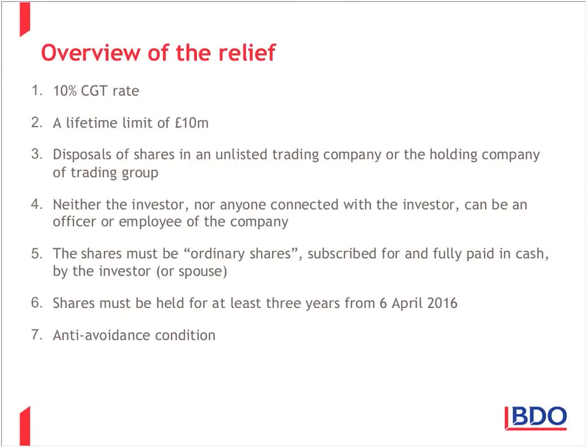Investors' relief will offer a 10% capital gains tax rate to individuals who qualify. A lifetime limit of £10 million will apply. It will apply on disposals of shares in an unlisted trading company or the holding company of a trading group. Neither the investor nor anyone connected with the investor can be an officer or employee of the company, although there are some proposed exemptions from this rule announced on Monday, which we'll come to later.